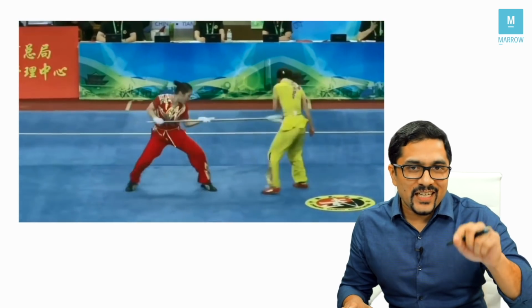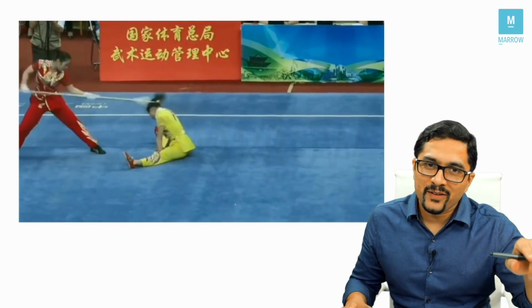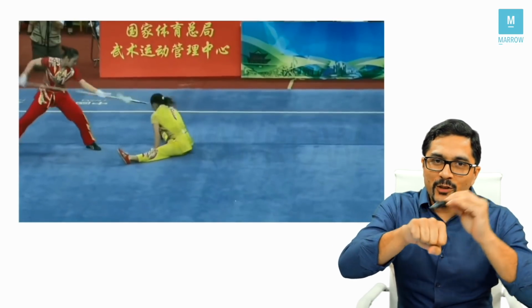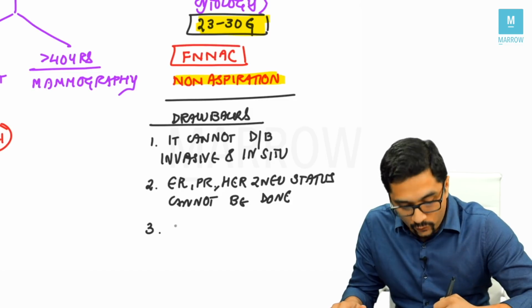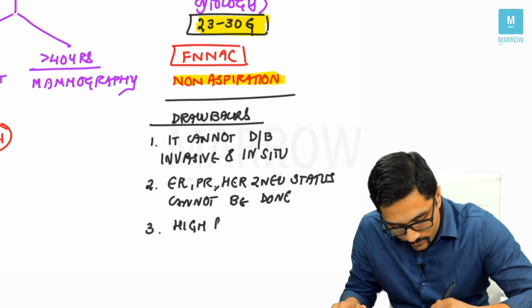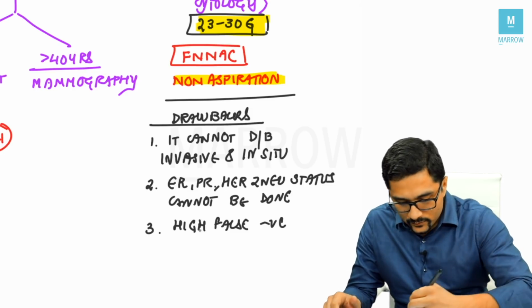You can see that the needle is not hitting the lump only. Every time we are missing the lump. So if you miss the lump when you're doing an FNAC, what will you get? High false negative or high false positive? Correct. You're going to get a high false negative rate. So a high false negative rate can be there if you miss the lump, and that is another drawback of FNAC.